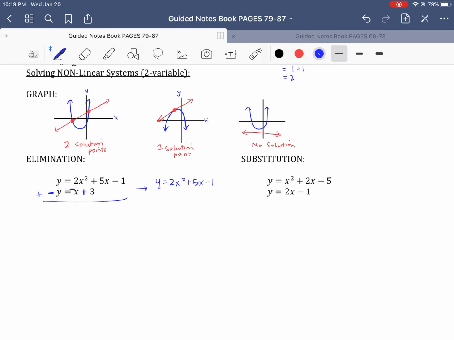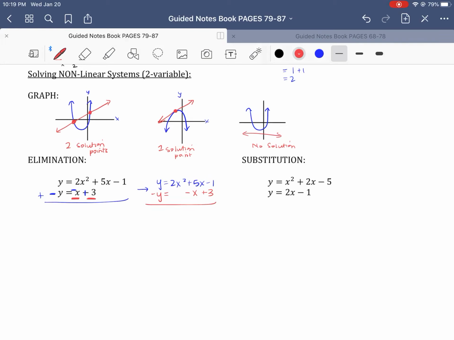The one on the bottom, we just multiplied by a -1, so that became negative y. And I'm going to line up this term with its like terms, so negative x, and plus 3. Now when I add this, y minus y is 0. So we get 0 is equal to, that 2x squared doesn't combine with anything, so it just comes down. 5x minus x is 4x, and -1 plus 3 is a positive 2.